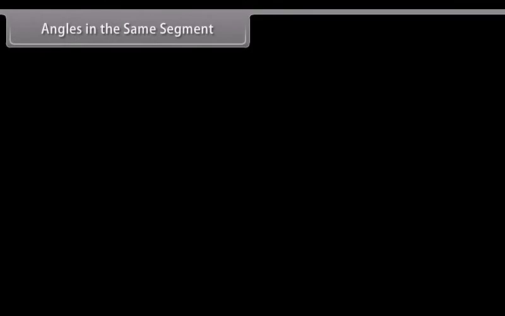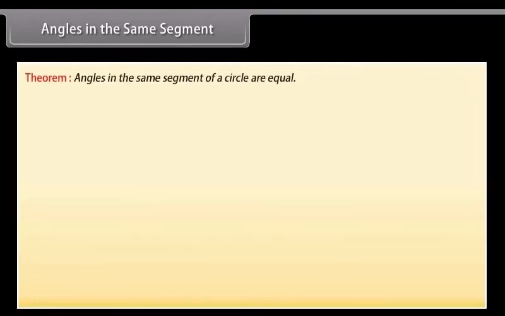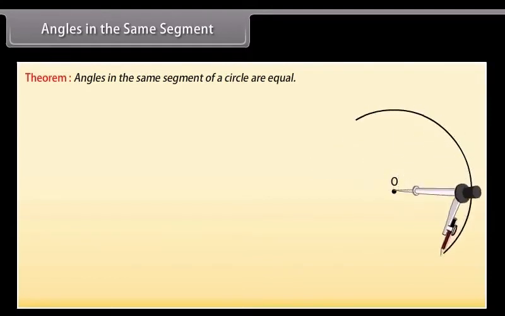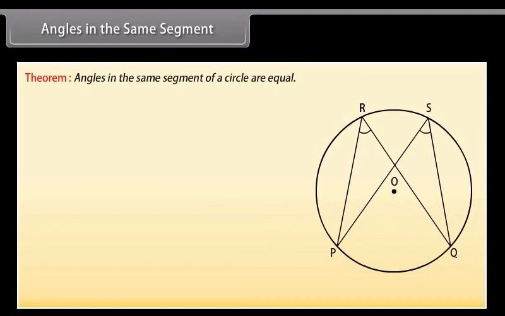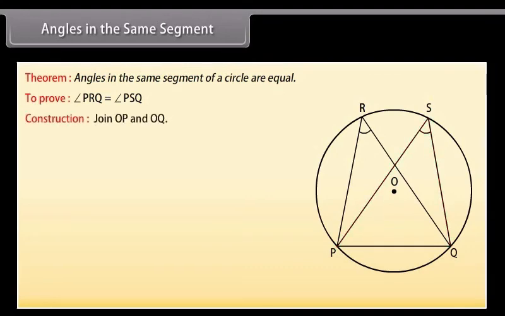Angles in the same segment. Theorem: angles in the same segment of a circle are equal. Given a circle with center O and the angles PRQ and PSQ in the same segment formed by the chord PQ or arc POQ. To prove, angle PRQ is equal to angle PSQ. Construction: join OP and OQ.